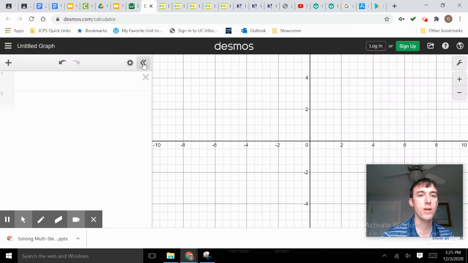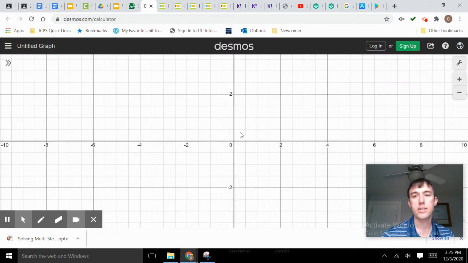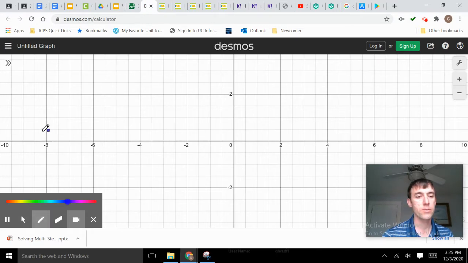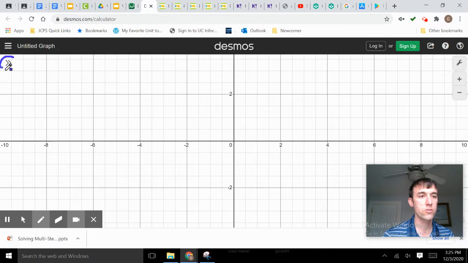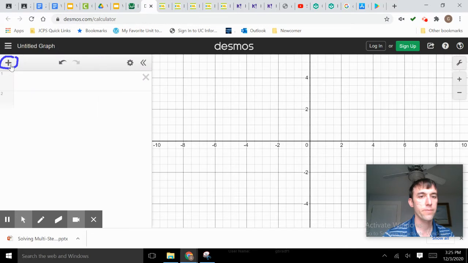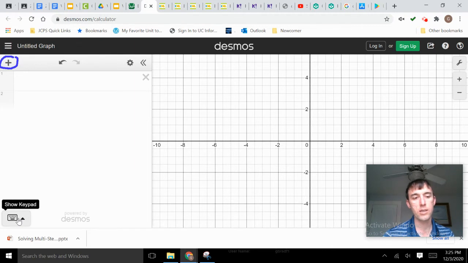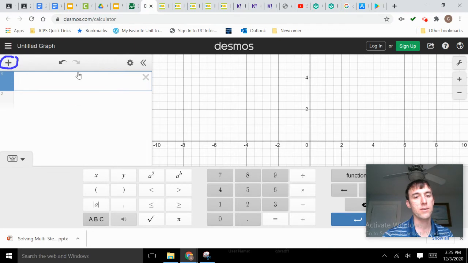When you go to this graphing calculator, you're not going to see anywhere to type. You need to go up to the top left, and where we see these two arrows, you're going to click here. And then at the bottom here, you're going to see an on-screen keyboard. If you're not able to type on a keyboard, you can use the on-screen keyboard, or you can type directly into the line here, and you can see my keyboard popped up.